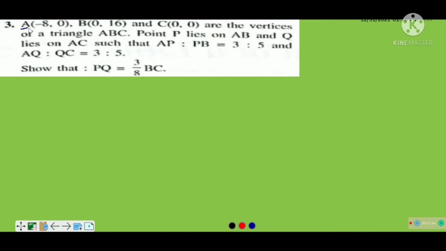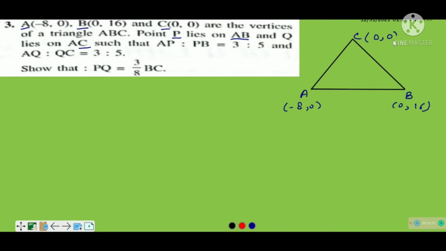Question number 3. A, B and C are the vertices of a triangle ABC. Point P lies on AB and Q lies on AC such that AP ratio PB is equal to 3:5 and AQ ratio QC is equal to 3:5. Show that PQ is equal to 3 upon 8 BC. चलिए ड्रॉ करते हैं. P lies on AB, suppose this is P, and Q lies on AC, this is Q.